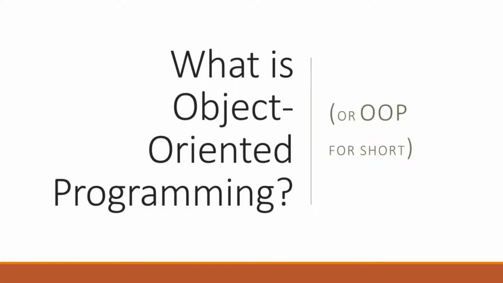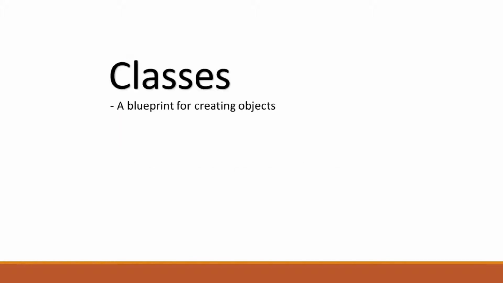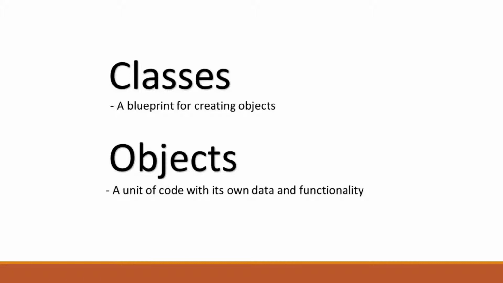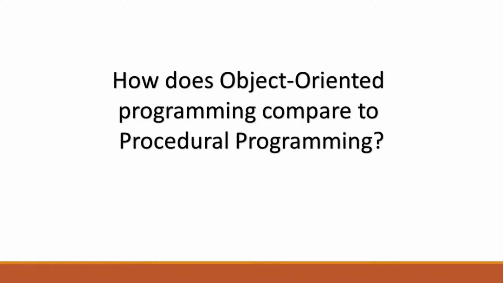What is object-oriented programming? Object-oriented programming, or OOP for short, is a programming style that uses concepts called classes and objects to construct programs. It follows four major programming principles to create usable code. But first, question. How is OOP different from other programming styles that you may have learnt before, particularly procedural programming?